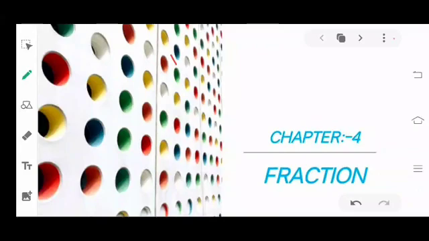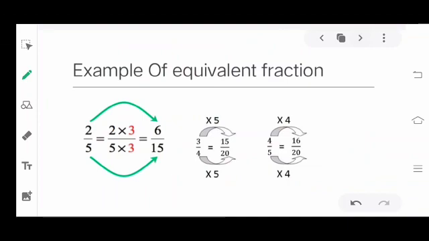In today's video, we will be continuing our chapter 4 fraction. In our previous class, we already learned about like and unlike fractions, types of fractions and what equivalent fractions are. In today's video, we are going to learn about equivalent fractions again, but with different types.